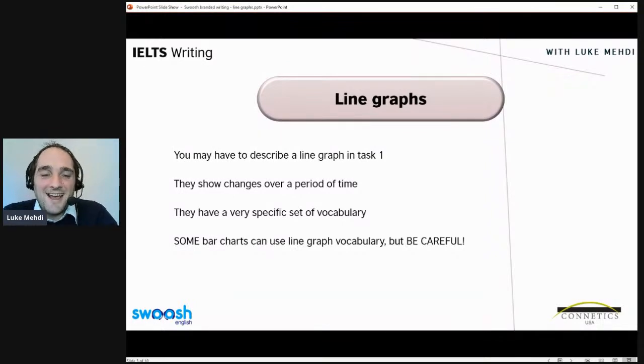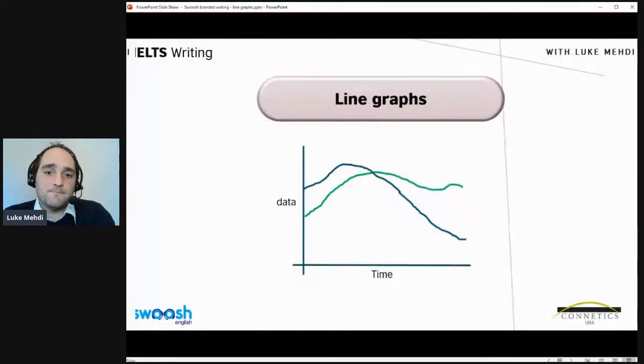So let's take a look at line graphs and some bar charts, but you have to be really careful with bar charts. Do look back on the YouTube channel at that earlier video talking about the problems people can have with bar charts. So here we can see a very basic example of a line graph. As you can see, along the x-axis at the bottom there is time, and up the side on the y-axis you have data.